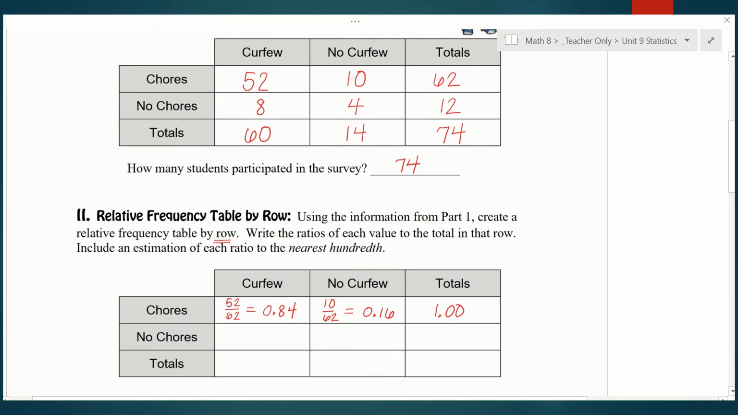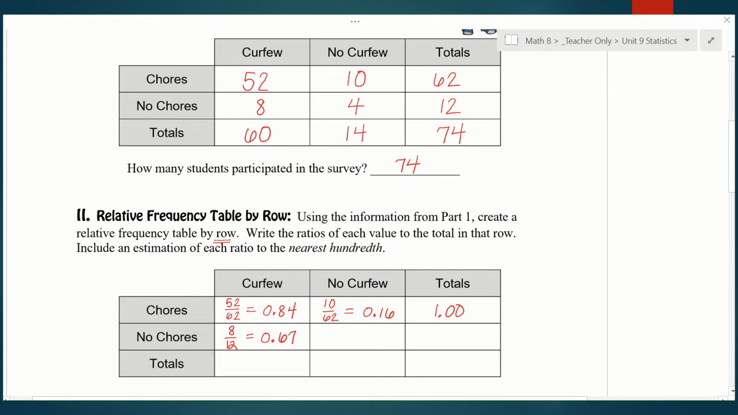Now we do the next row. How many people had a curfew but no chores? We knew that from the previous table was 8, but now it's out of a different total because it's a different row. So the total for that row was 12. And 8 out of 12 to the nearest hundredth is 0.67.